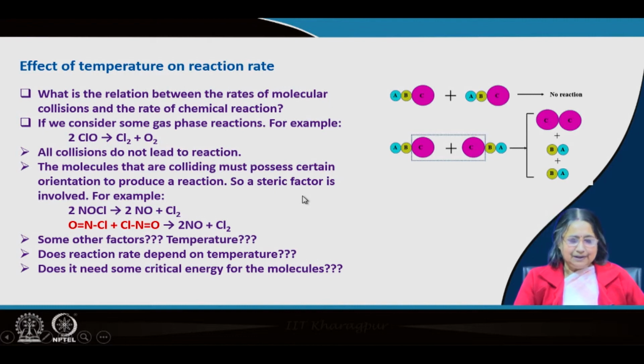Is there any other factor? Even if the molecules collide in proper orientation, all collisions may not give rise to product. Then what is the other factor? Is there any other factor? Is it temperature? Is there some energy, some critical energy? That is our topic of discussion.